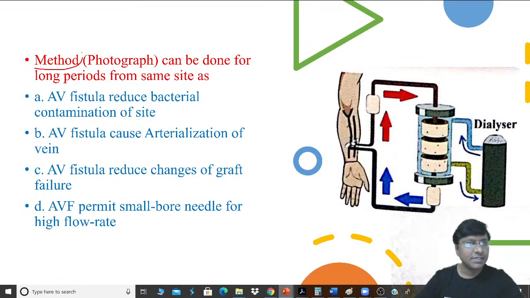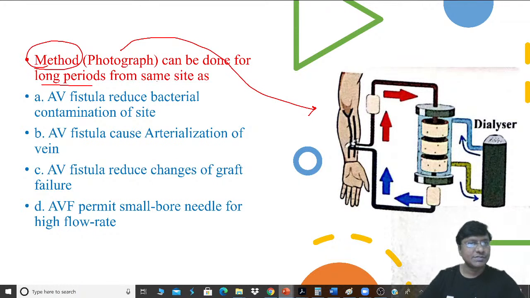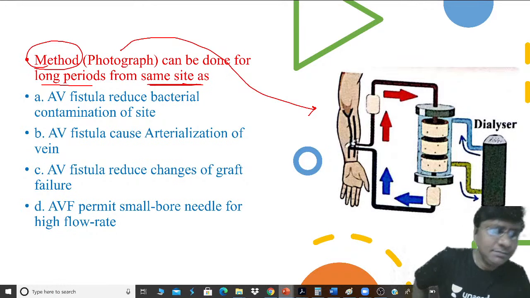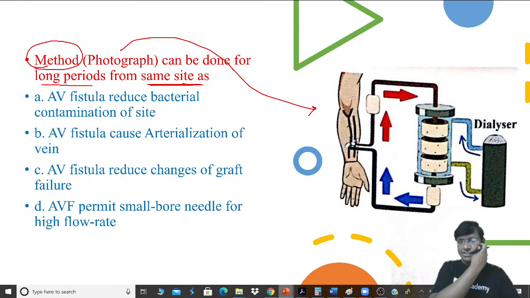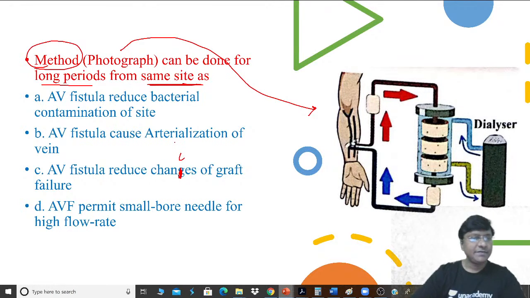Yeah, method, right? What is that method? That is what is given in your photograph. So the method or the procedure can be done for long periods from the same site, as AV fistula reduces bacterial contamination of the site. AV fistula causes arterialization of the vein. AV fistula reduces the chances of graft failure. AV fistula permits a small bore needle for high flow rate.